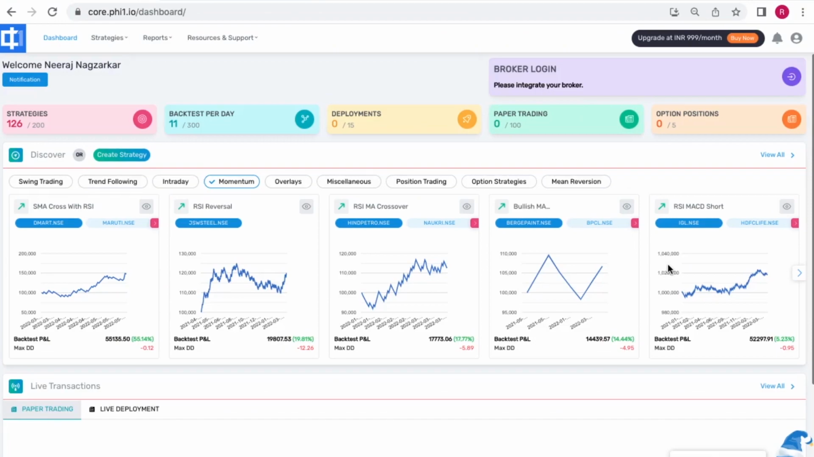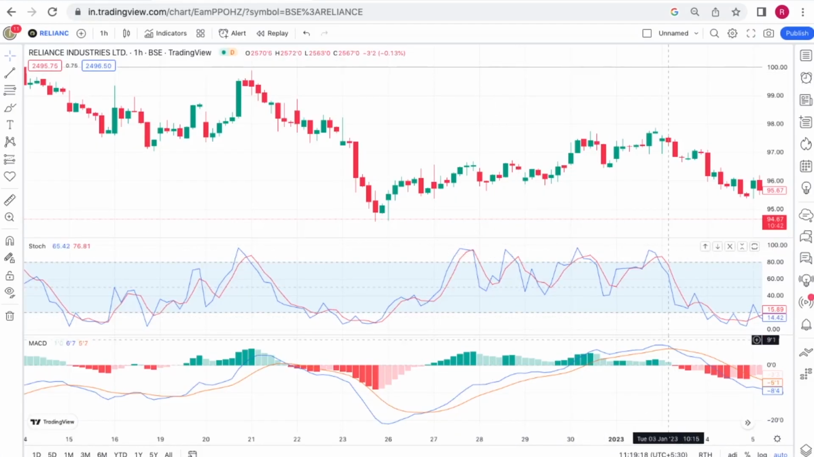In this video, we are going to illustrate a strategy using the MACD and stochastic indicators. Now, if you've gone through our previous videos, you would know that we've given you detailed explanations of both these indicators. Let's go through them quickly on an actual chart of Reliance.